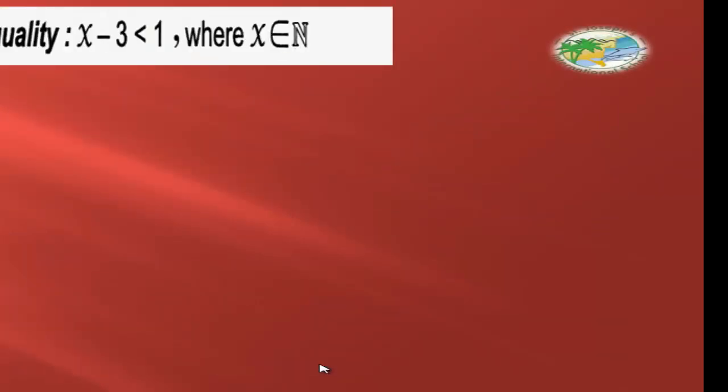Find the solution set of the inequality x minus 3 less than 1. Come on, primary 6, I wait for you. After 1 minute we will check your answer together. Find the solution set of the inequality x minus 3 less than 1 where x belongs to n. Take care, primary 6, x belongs to n.